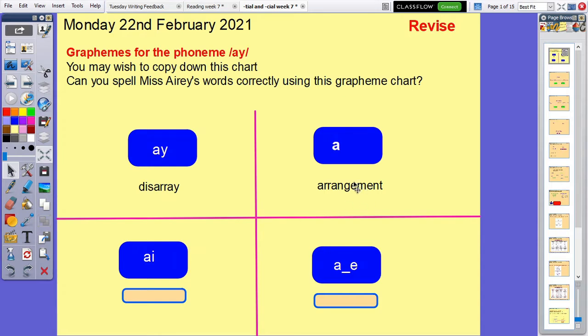Arrangement. Hopefully everybody remembered the E in arrangement. Repaired. And then our split digraph, obviously we had surname. Okay, so surname. Right, well, it'll be interesting to see if you got 4 out of 4. Just giving you a heads up, we will be revising these graphemes again on Wednesday, so be ready for that.